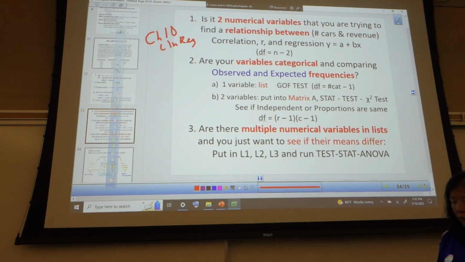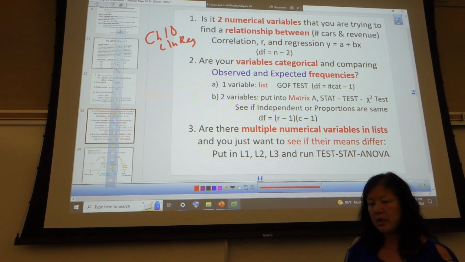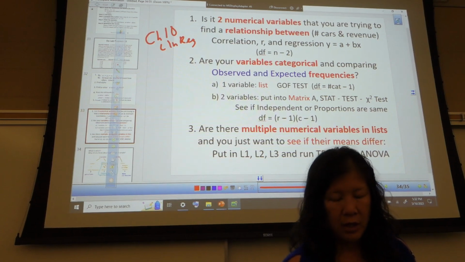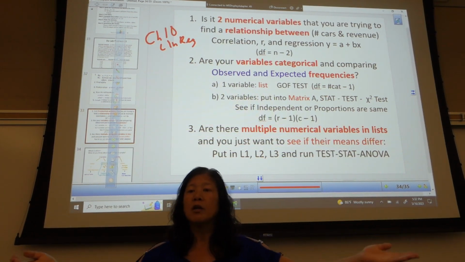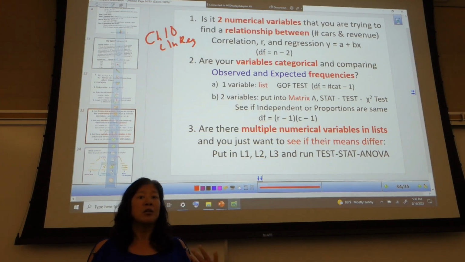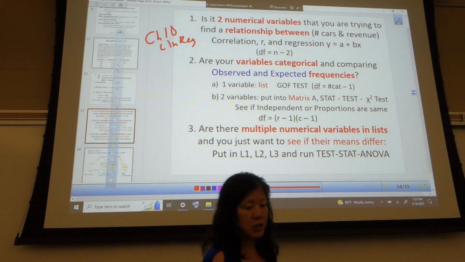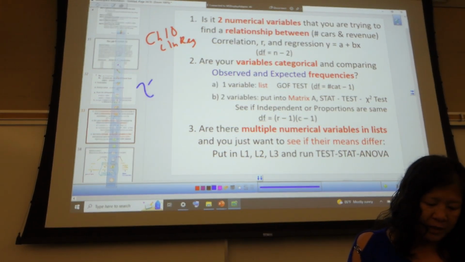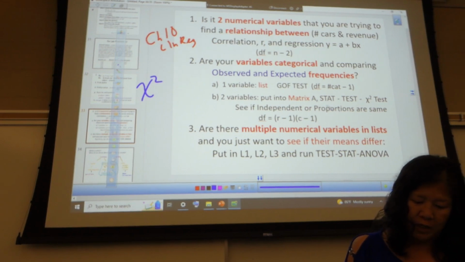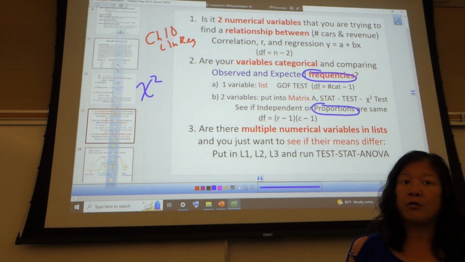Right. Are your variables categorical? In other words, let's pick, what's your favorite ice cream? Rocky Road. Is that a number? No. So the answers are categorical. If that, it is chi-squared. So anytime that it's categorical, it's chi-squared. It's going to have words like proportions in it. It's going to have frequencies in it. Does that sort of make sense for folks?